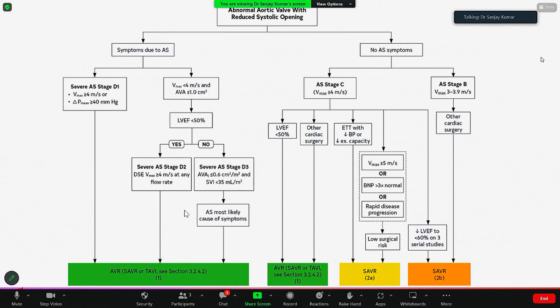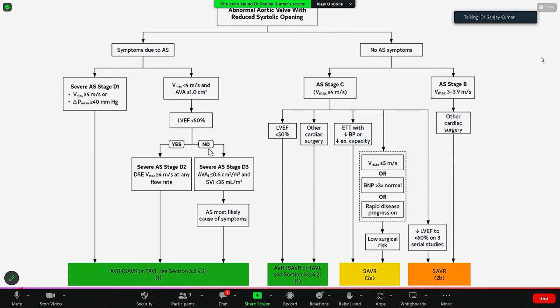can be considered. If the patient has again a Vmax of less than 4 and a valve orifice area of 1, then in that case, if the ejection fraction is less than 50, you must subject this patient to a dobutamine stress echo, and if that generates a good flow rate, then in that case you consider the patient for surgical or TAVI.